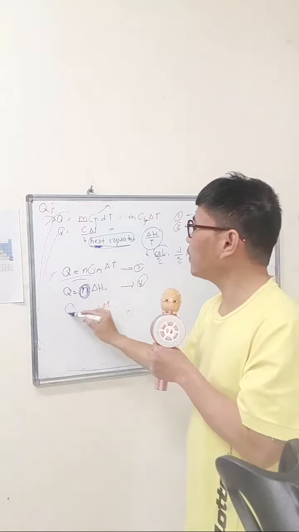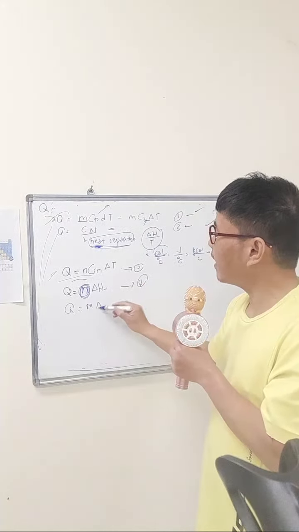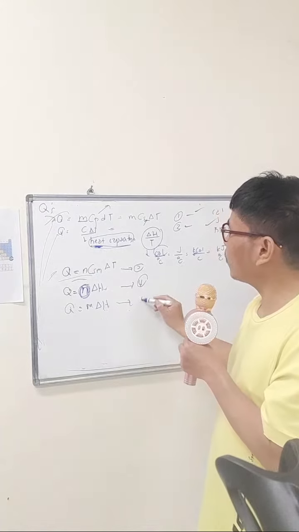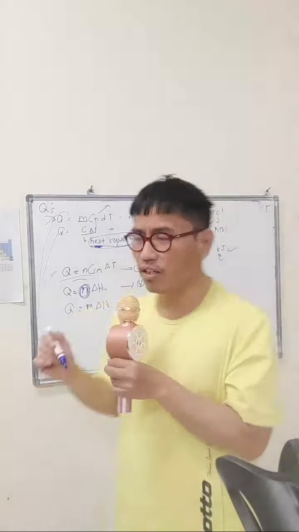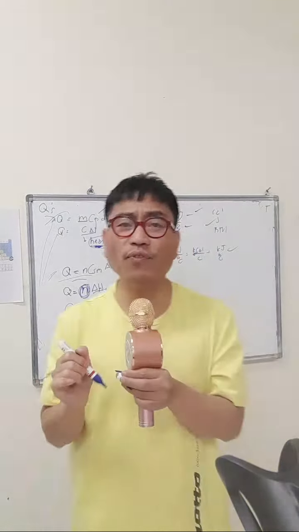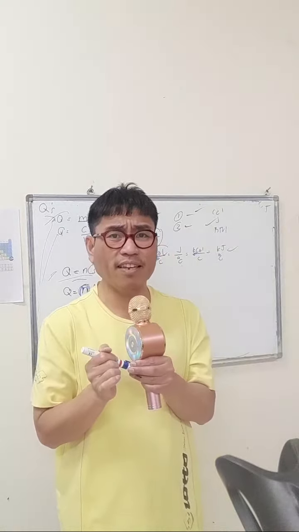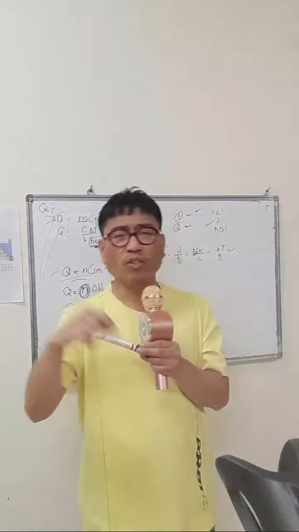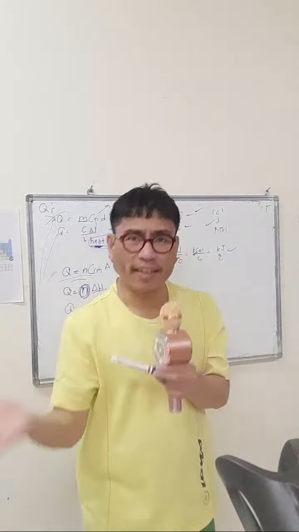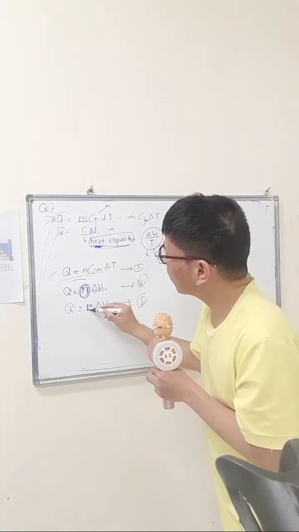Equation number 5 for heat. Q is equals to M delta H. The same story with the delta H chuba-chucho. Okay, different. So this delta H chuba-chucho refers to the phase changes. PHASE. From solid to liquid, liquid to gas, gas to liquid, like that.